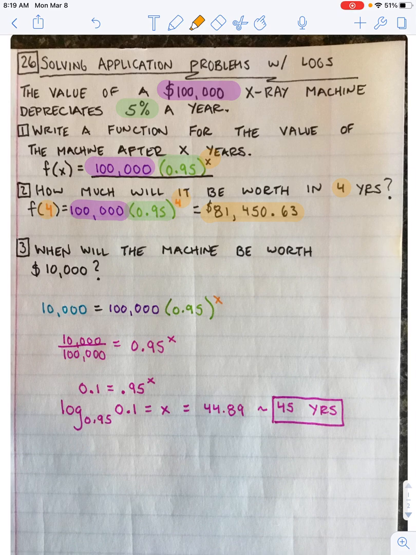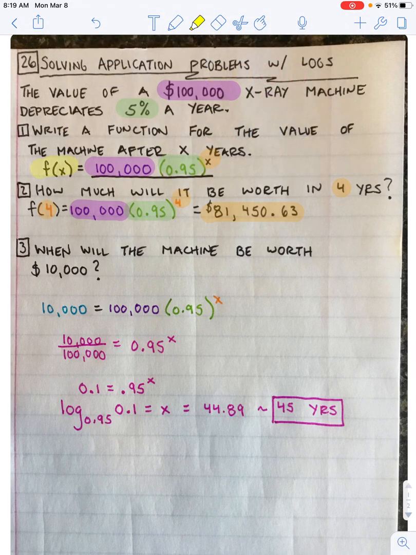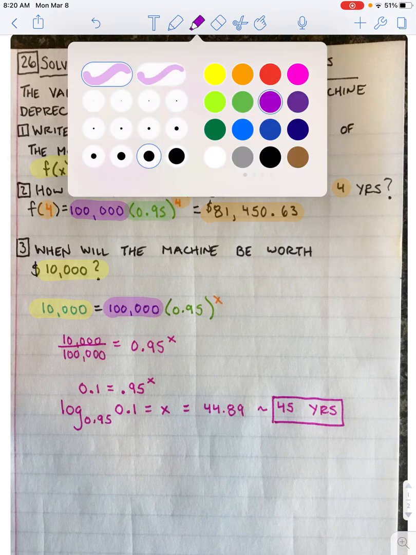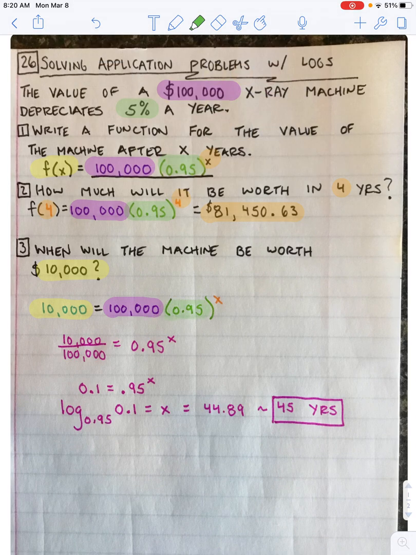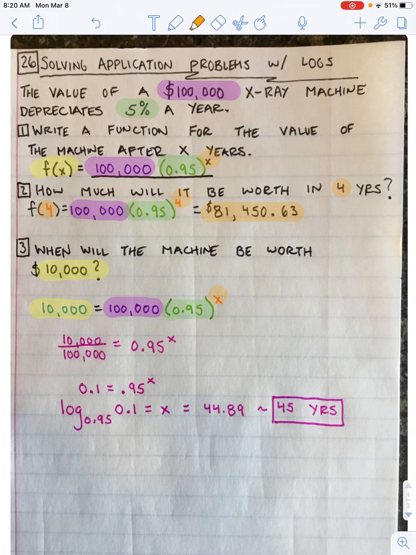Now, when will the machine be worth $10,000? So we used to guess and check on this. Now we can use logs in order to solve. So we want our f of x to be $10,000. So we're going to go ahead and plug that in. So $10,000 is equal to our initial value of 100,000 times our multiplier, our rate, 0.95, raised to the x.